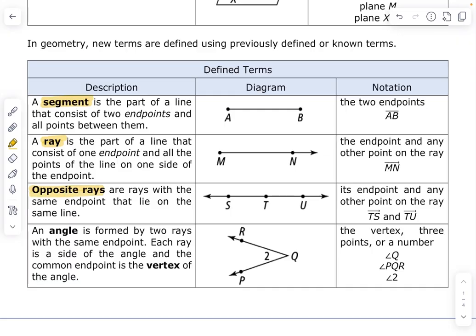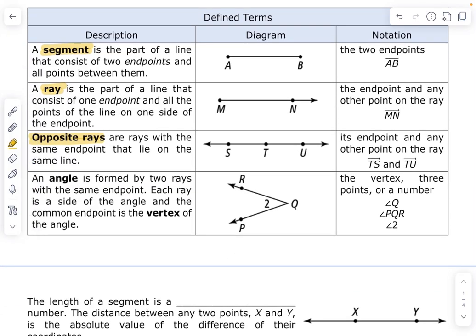Opposite rays are rays with the same endpoint that lie on the same line. When we name opposite rays, we name them just like we name a single ray. So in this case, let's use this guy, we have ray TS, and the opposite ray shares that endpoint T going in that opposite direction, right? So we have ray TU right there.